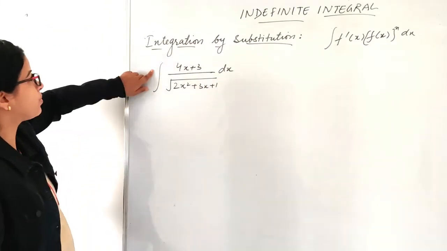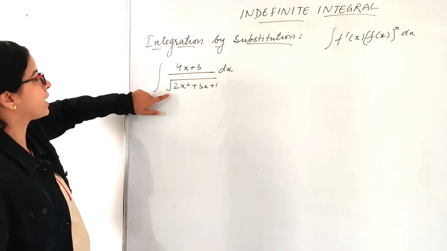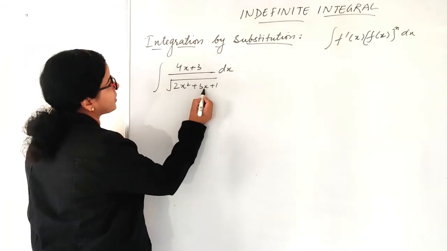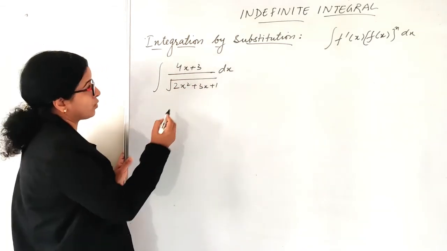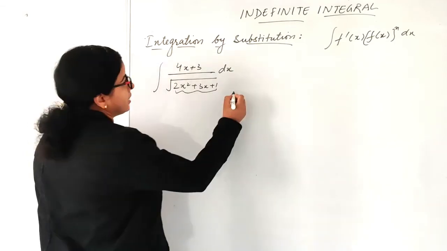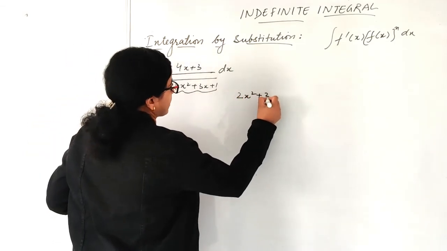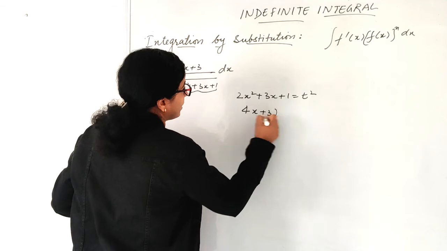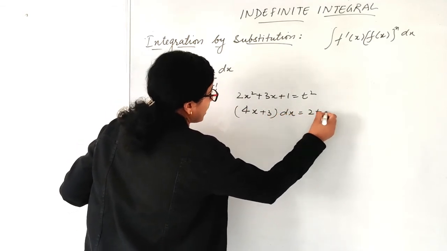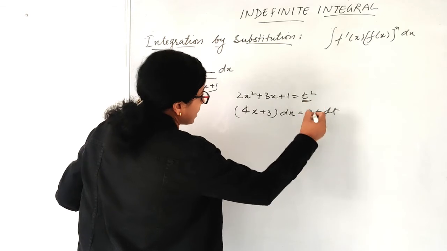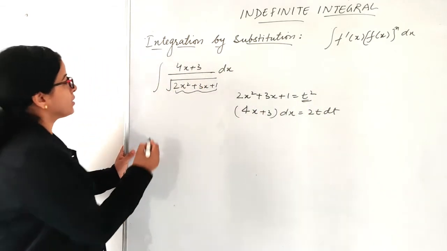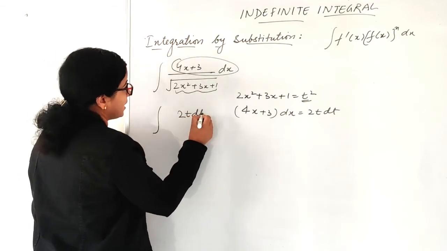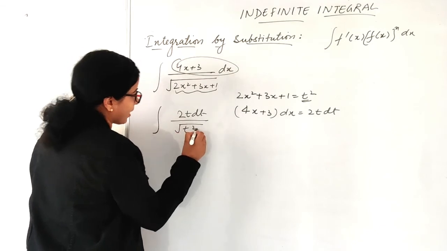So look here, we have been provided with the function 4x plus 3 under root 2x square plus 3x plus 1. So the derivative of 2x square plus 3x is 4x plus 3. So what I am going to do, I will let this as t. So 2x square plus 3x plus 1 equals t square. So what am I getting? 4x plus 3 dx equals 2t dt. See, here is t square, so it also has to be differentiated, right? So now this part will be replaced by 2t dt under root t square, right guys?